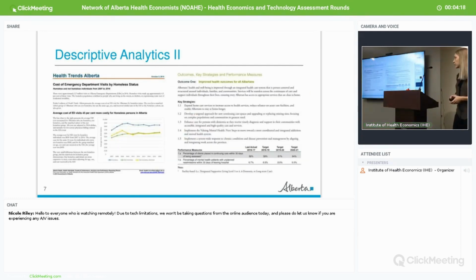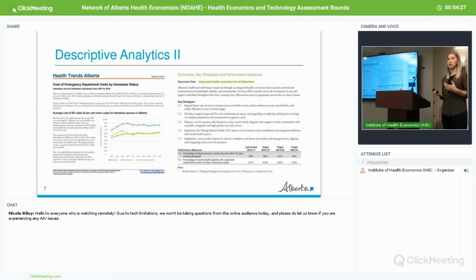So here are 2 other descriptive analytic products that we produce. On the left is a Health Trends Alberta report. These are weekly one-pagers that go out, and usually we try and create them as a byproduct of something that we're already working on.